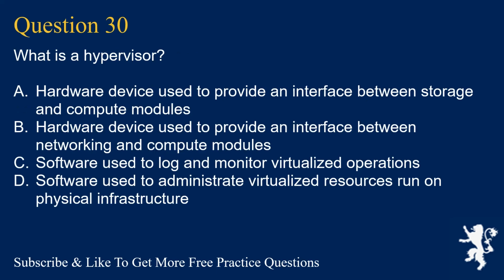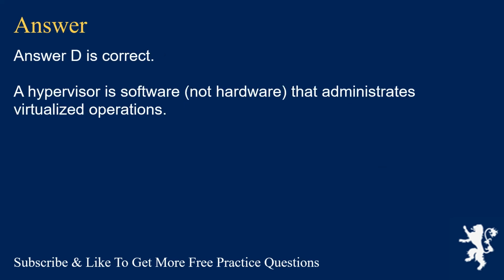Question 30. What is a hypervisor? A. Hardware device used to provide an interface between storage and compute modules. B. Hardware device used to provide an interface between networking and compute modules. C. Software used to log and monitor virtualized operations. D. Software used to administrate virtualized resources run on physical infrastructure. Answer D is correct. A hypervisor is software, not hardware, that administrates virtualized operations.